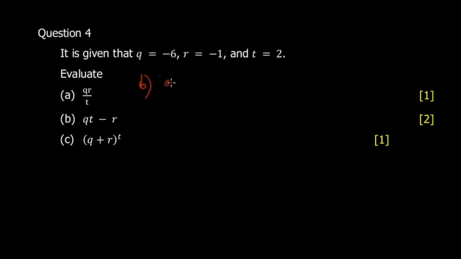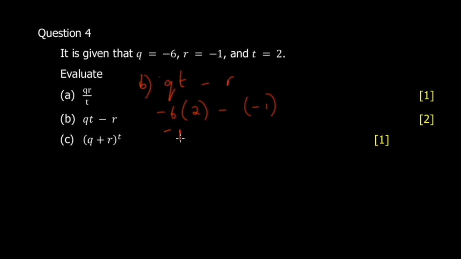The B part says compute or evaluate qt minus r. So our q is -6, our t is equal to 2, our r is -1, like this. Always use brackets when you're substituting for anything, because it's safer that way. You don't forget any signs. So it brings clarity to your work.